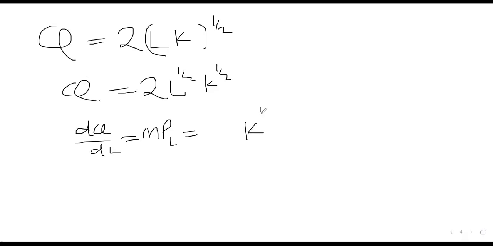Our dummy here is K to the power half. So what are we going to differentiate? 2L to the power half. So half times 2 is 1, we never write 1. Half minus 1 is negative half. So this is called our marginal product of labor. Q over K is called the marginal product of capital.